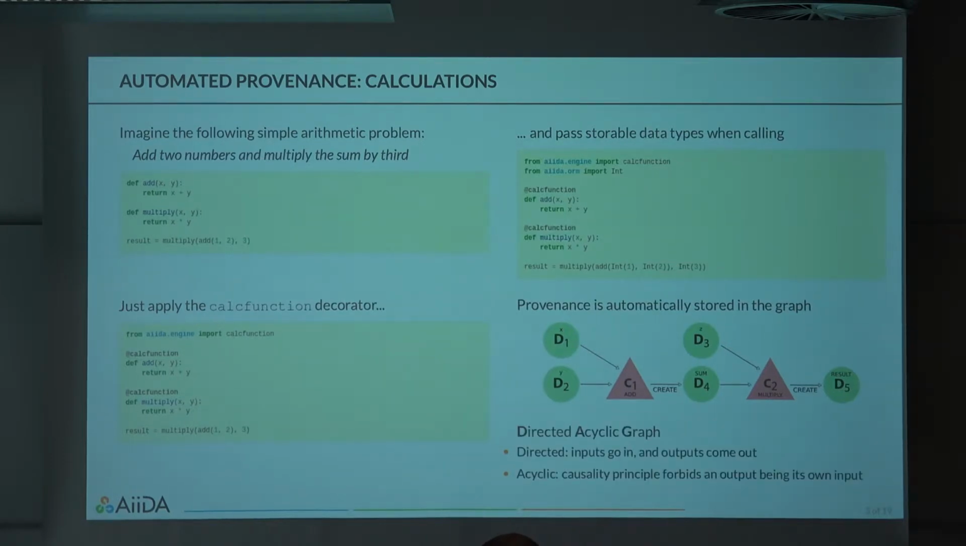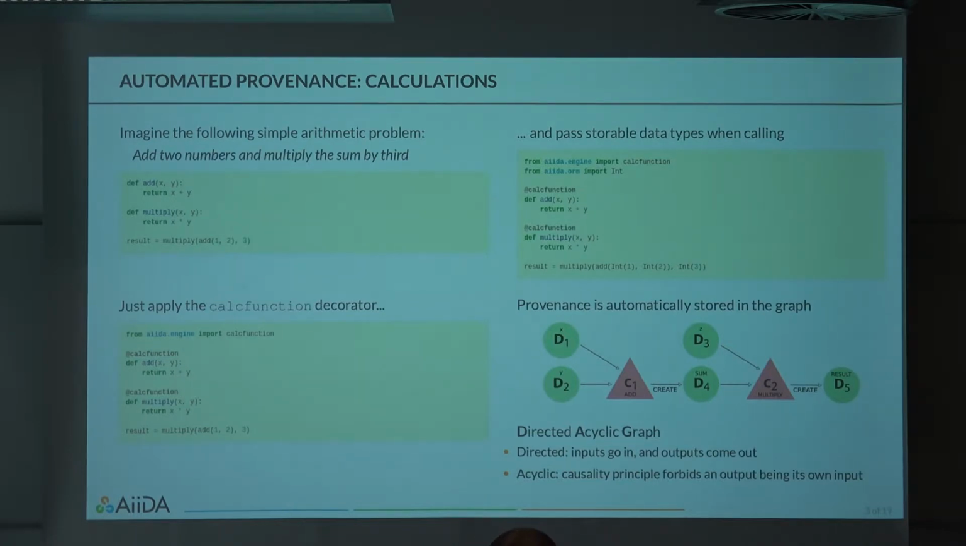Sorry, I need to explain this first. So you've already seen the term before. Really, what this is, is a directed acyclic graph. Directed in the sense that inputs go in and outputs go out, so there's a direction to the way these data are produced. And acyclic because of the causality principle. It's impossible for an output that is created to also have been an input to its own creation.